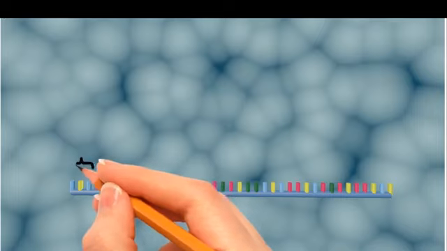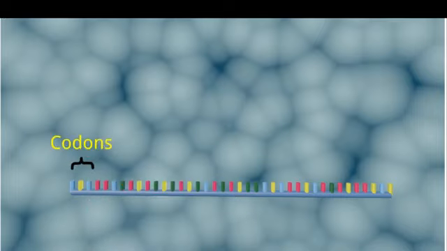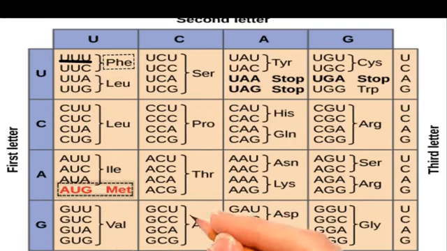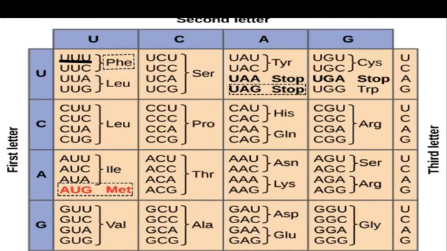Three nitrogenous bases are grouped into codons. The genetic code includes 64 codons. Codons are specific for amino acids. There are some special codons, one that codes for start and another that codes for stop.